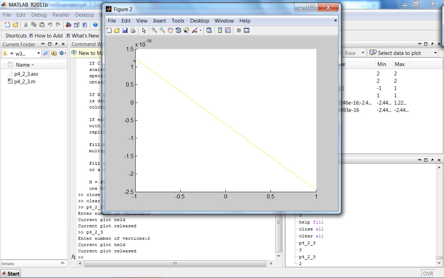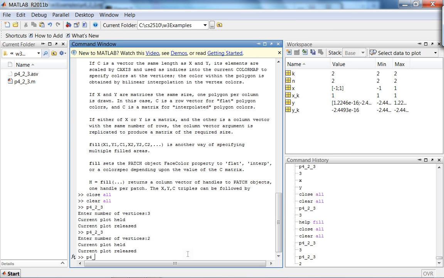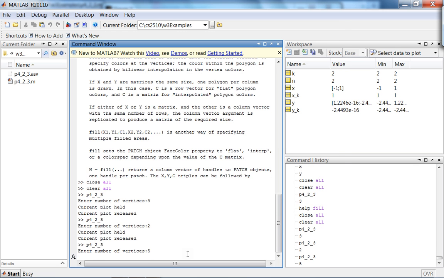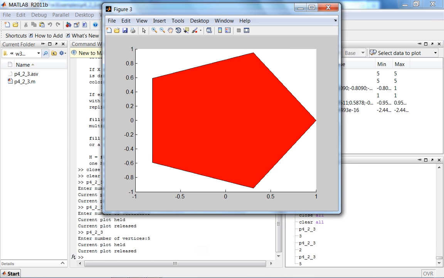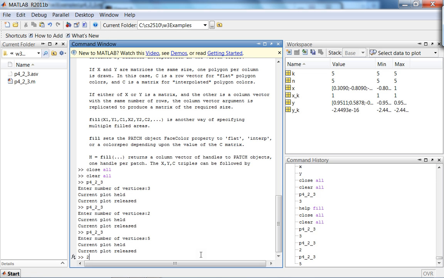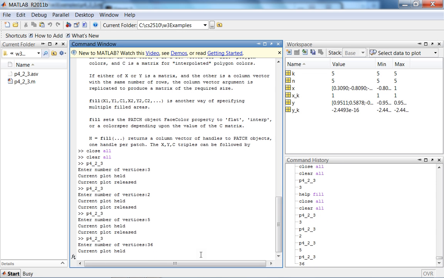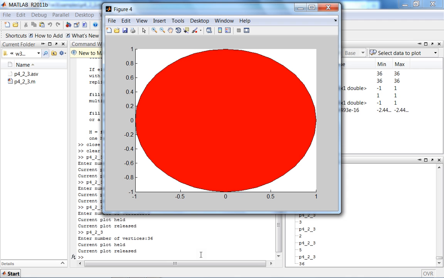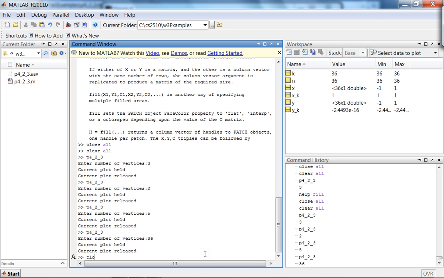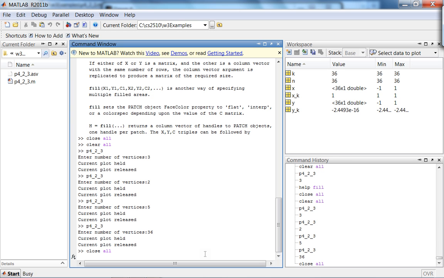You can kind of figure out why y is close to zero. Well, think about sine of pi, right? So that's also working. But then let's check the pentagon. Do 5. So there's the pentagon. Okay. And then you should know that as the number of vertices goes towards infinity, you'll get a circle. And there it is. Okay. All right, so that's pretty neat. So it's done. Let's move on.